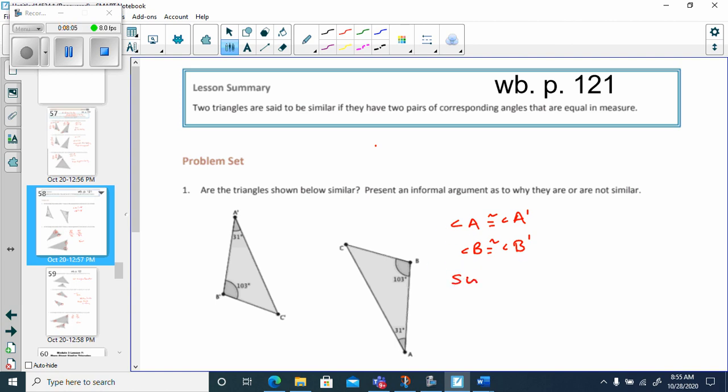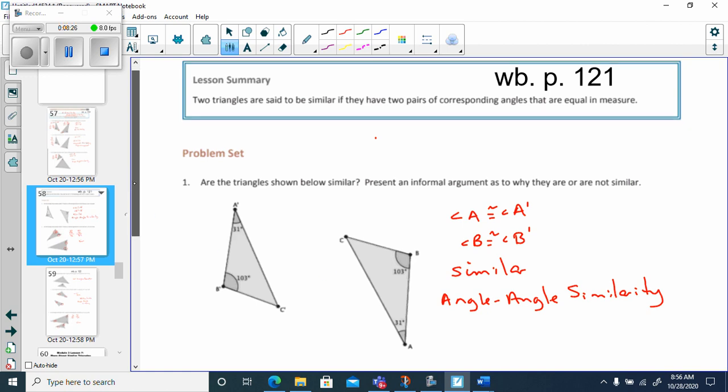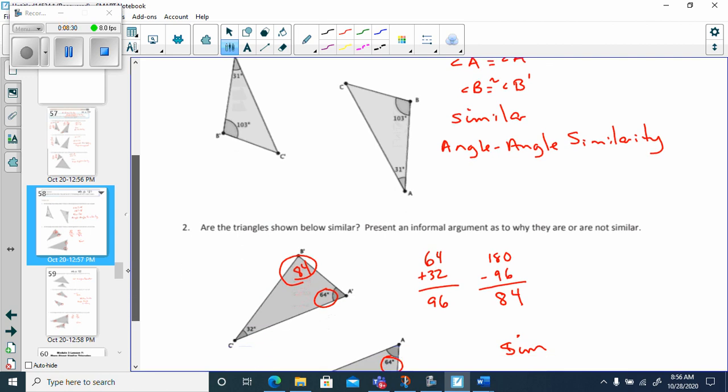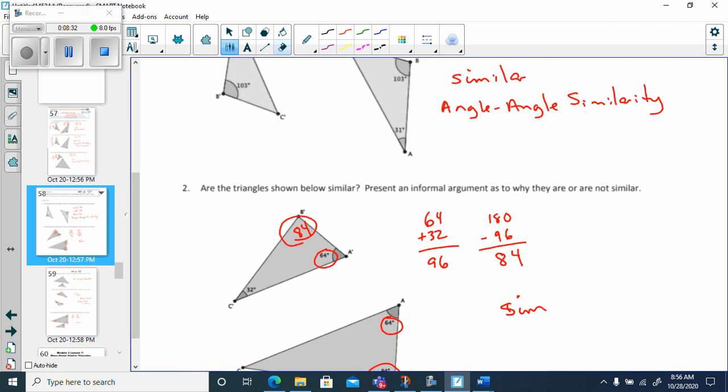The two triangles are similar by angle similarity. How do I know this? I know this by angle similarity. That works for triangles, only for triangles, but it works for triangles. If two of the three angles are congruent to their corresponding two angles, then we know that the two figures are similar. Okay, let's try number 2 here.